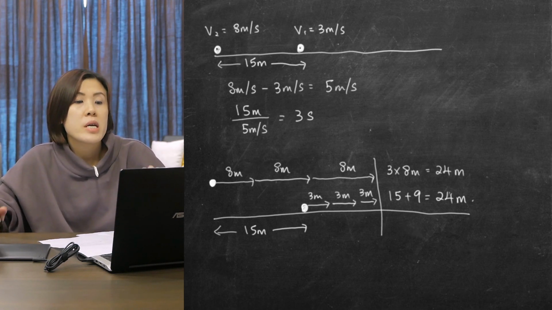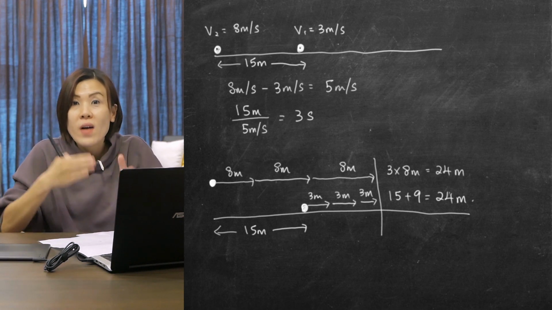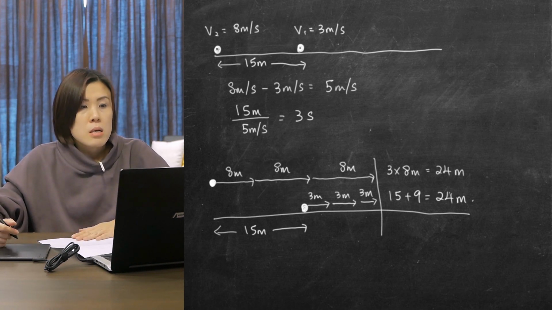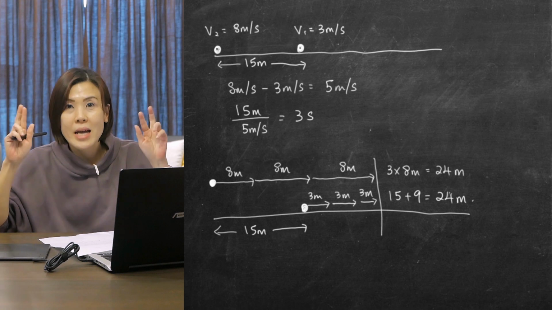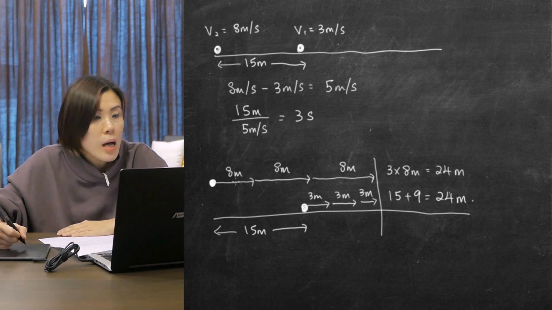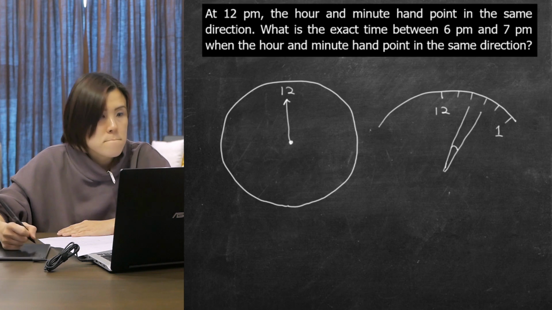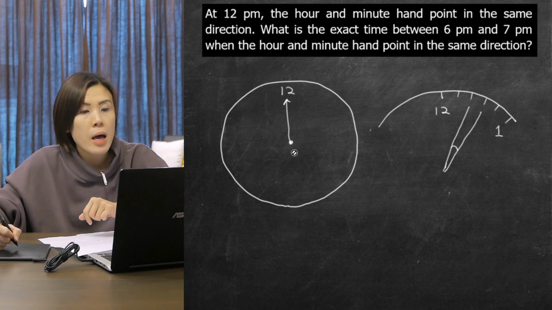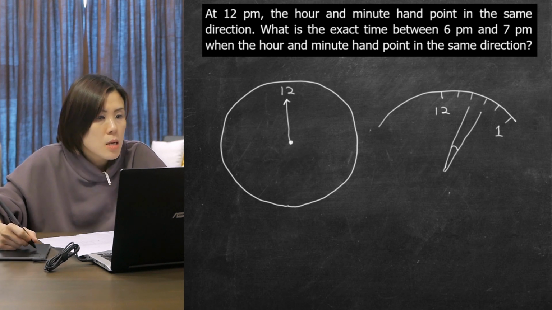So you can see that we can use the idea of difference in speed to find how much the faster object can catch up in 1 unit of time, like 1 second or 1 minute. We use the distance that it needs to catch up, divided by the difference in speed, to find the catching up time. This is the idea we will be using to solve the question I showed you just now. So let's go back to the question. At 6 p.m., we know that the minute hand points at 12 and the hour hand points at 6.